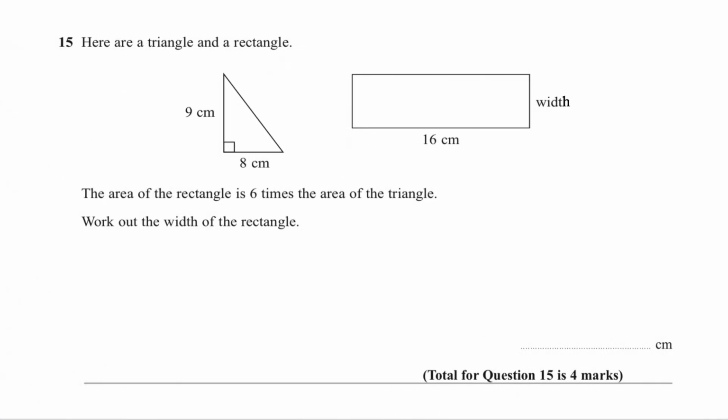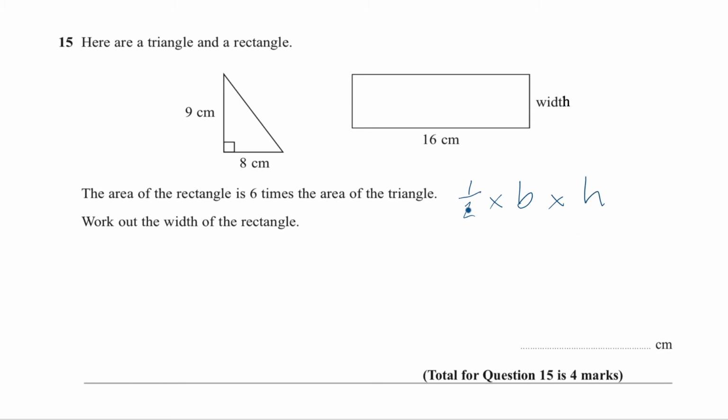15. Here are a triangle and a rectangle. The area of the rectangle is 6 times the area of the triangle. Work out the width of the rectangle. Well, first job I think I'm going to do is to find the area of the triangle. Now, the area of a triangle is a half times the base times the height. Now, we can do that in any order.